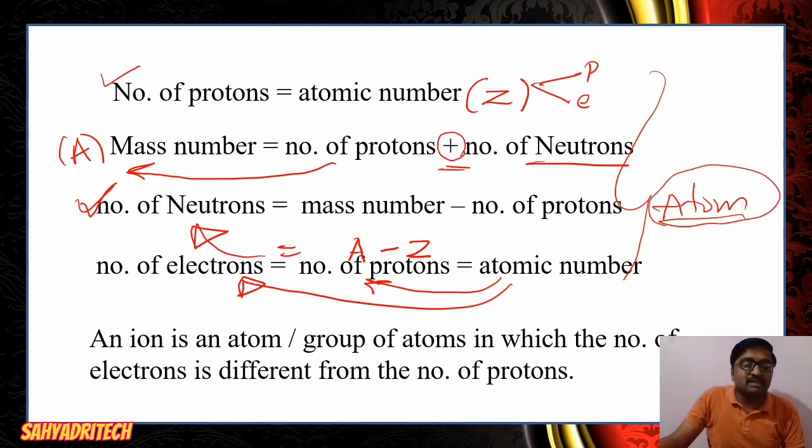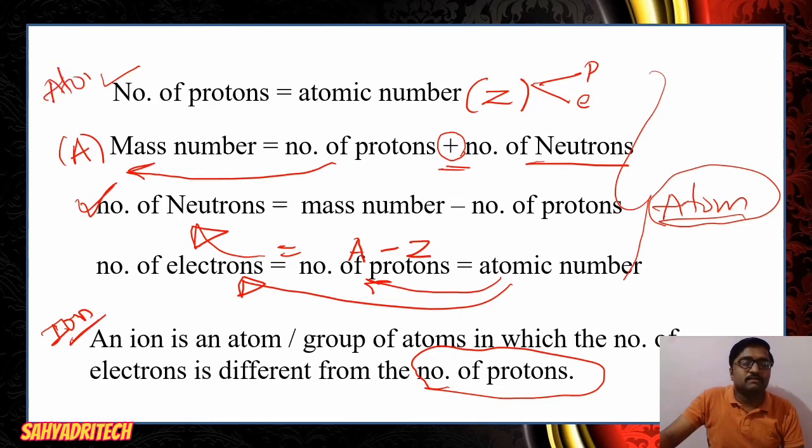Now on the other hand, consider an ion, in which the number of electrons is different from the number of protons. So far we have discussed atoms. Now I am considering ions. What is an ion? An ion is also an atom only. It is an atom or it may be a group of atoms.